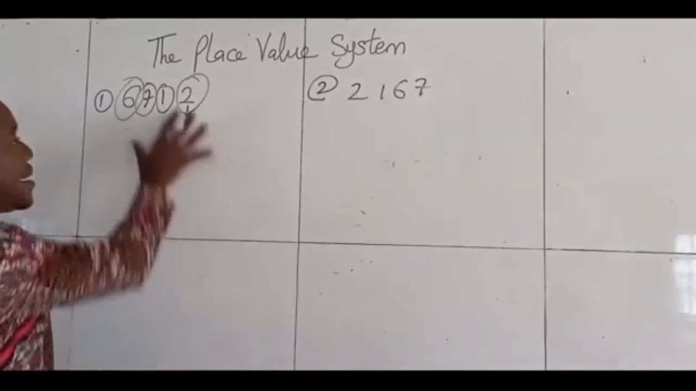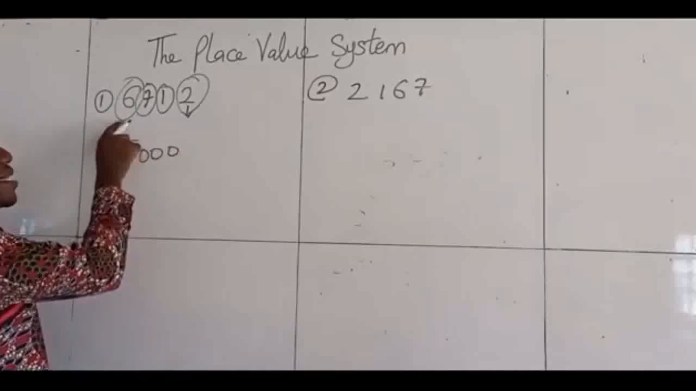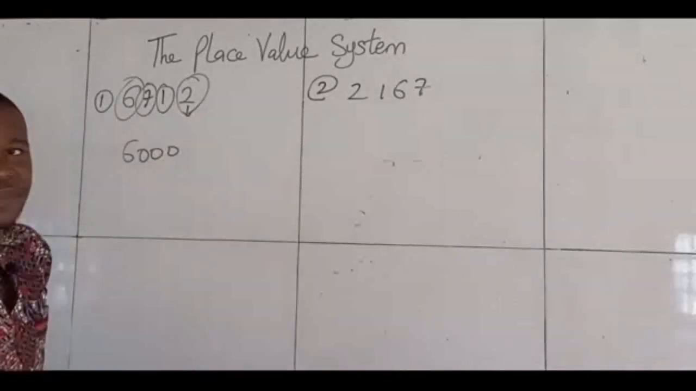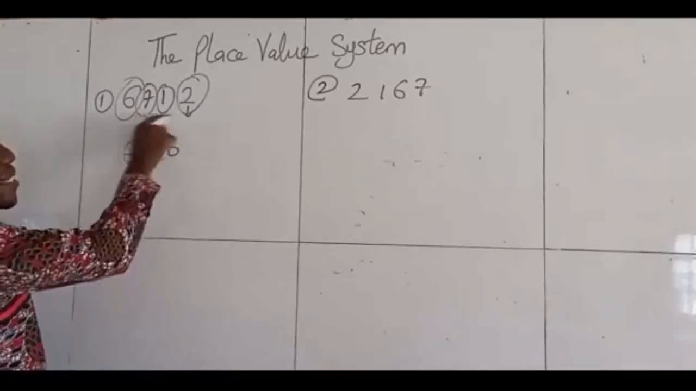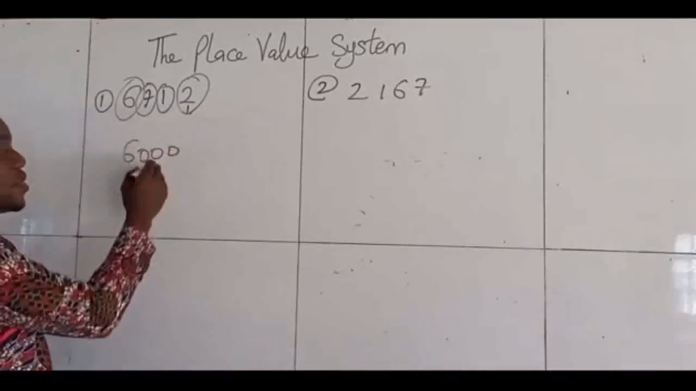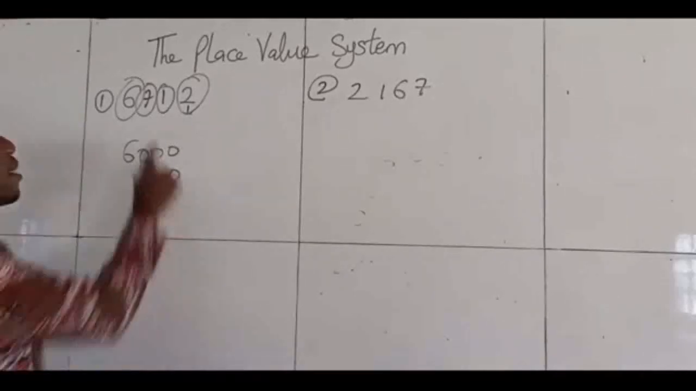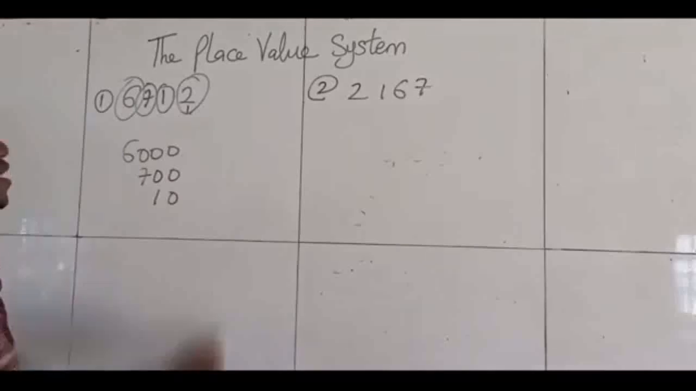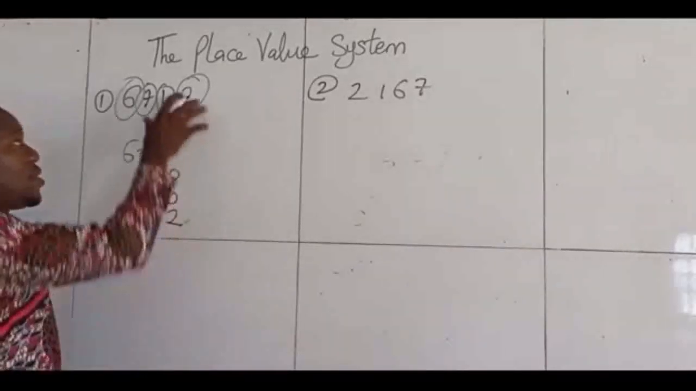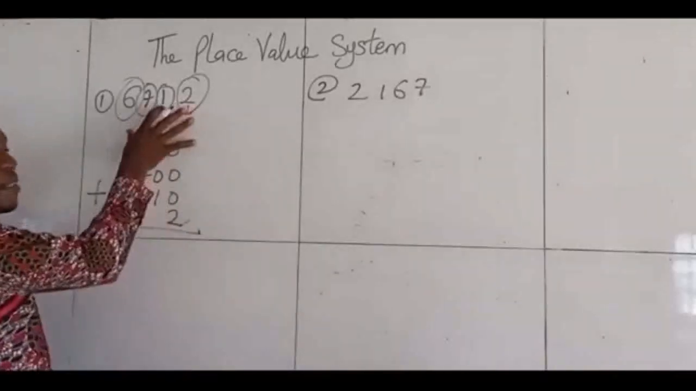So we can split these numbers by writing this as 6,000. The rest becomes zeros. And then the next number, 7, the rest becomes 0. So we have 2 zeros. So we have 700. Then the next number, 1, the rest, only one number, becomes 0. Then the final number is 2. So these numbers and these are the same. So we combine these to form these numbers.